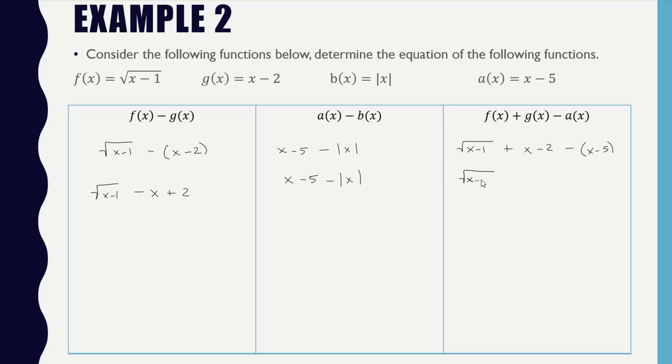Now there's something I can simplify. So I get plus x minus 2 minus x if I distribute the negative. And so I'm left with the square root of x minus 1, and then no x's, and then negative 2 plus 5 is 3.